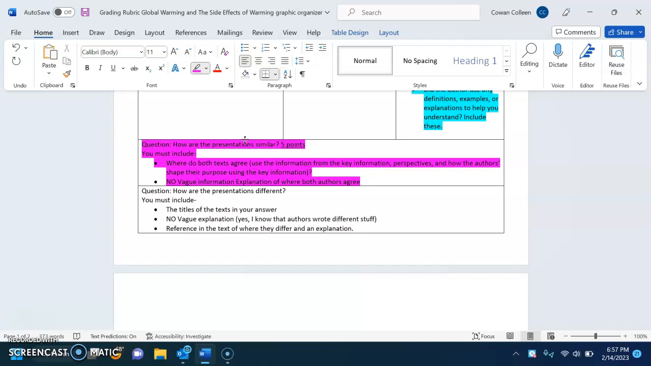You must include, though, where do both texts agree? Use the information from the key information, the perspectives, and how the authors shape their purpose using key information. Use that information there. And of course, no vague information. You need to actually explain. Don't say the authors say similar stuff. No. You must include where they agree and an explanation. Second one.